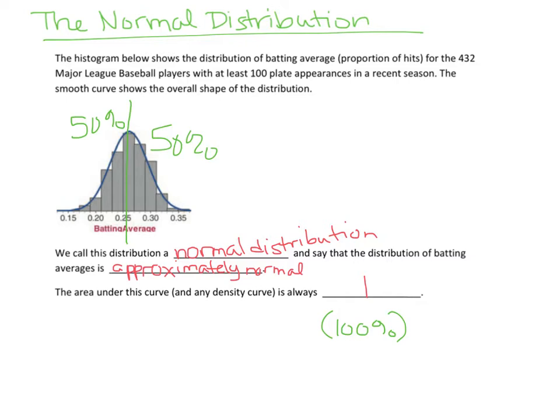The other thing that's important, and I kind of just touched on that, is the middle part of this, where this green line is going to represent your mean. So like I said, it's about 0.26 or so.